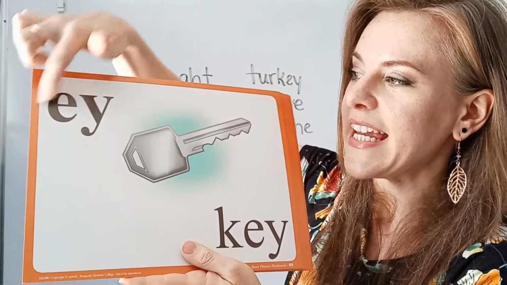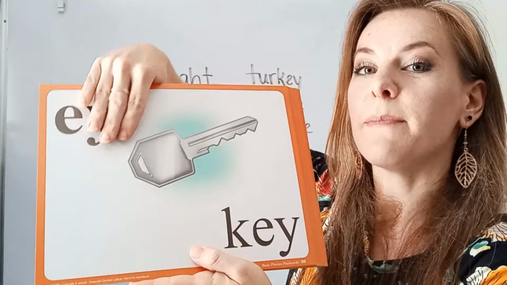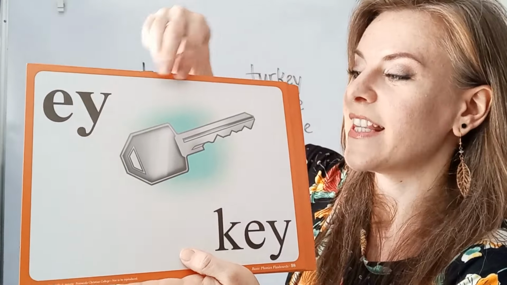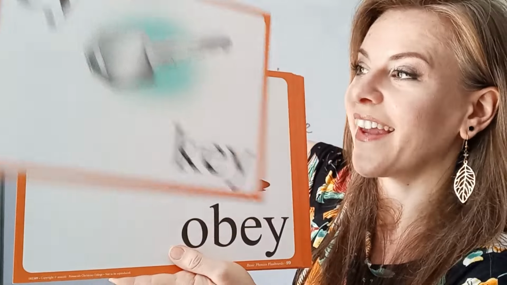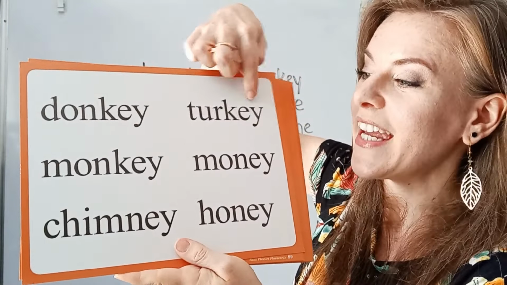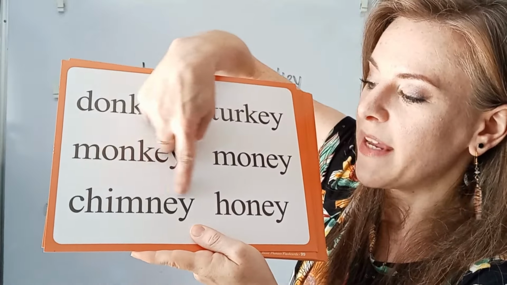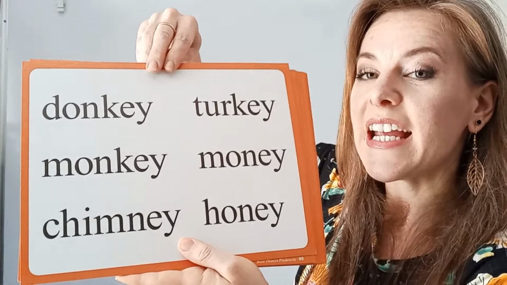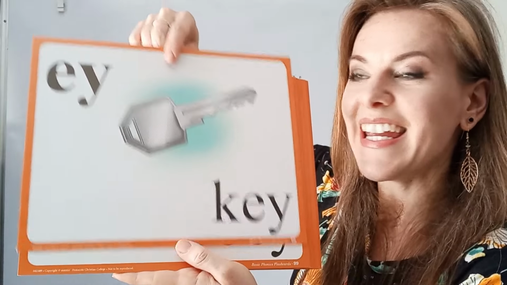Then we have the EY in key. EY also just makes a long E sound, the E in key. So we have donkey, turkey, monkey, money, chimney, honey. EY says E in key.